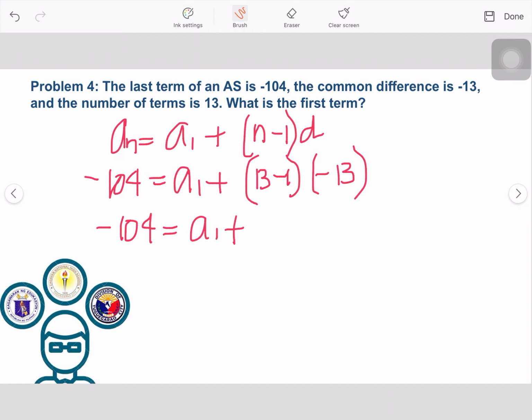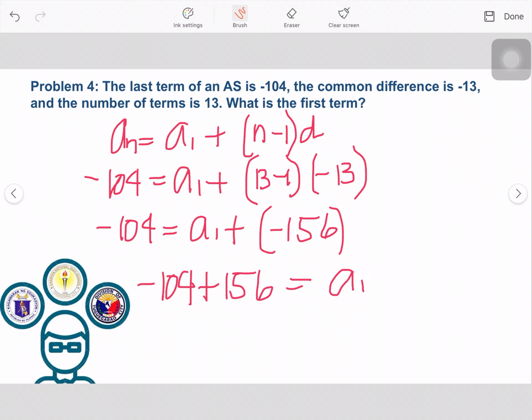We know very well that 12 times negative 13 is negative 156. So we transfer negative 156 to the other side. That gives us negative 104 plus 156 is equal to a sub 1. So therefore now, my first term a sub 1 must be equal to 52.